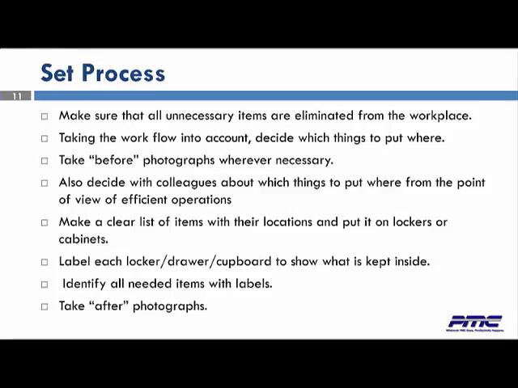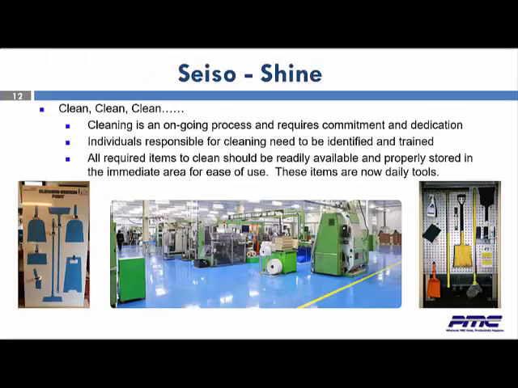Also decide with the colleagues which things to put where from the point of view of efficient operations. That's what we want to keep in mind. Make a clear list of the items with their locations and put it on lockers or cabinets. Label each locker, each drawer, each cupboard to show what's actually kept inside of it. Identify all the needed items with labels and take after pictures and put the pictures next to the labels if you're able to.